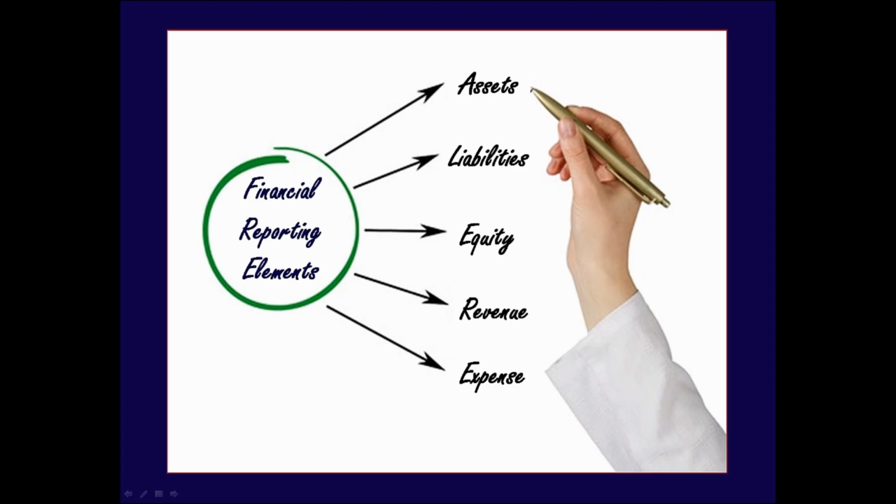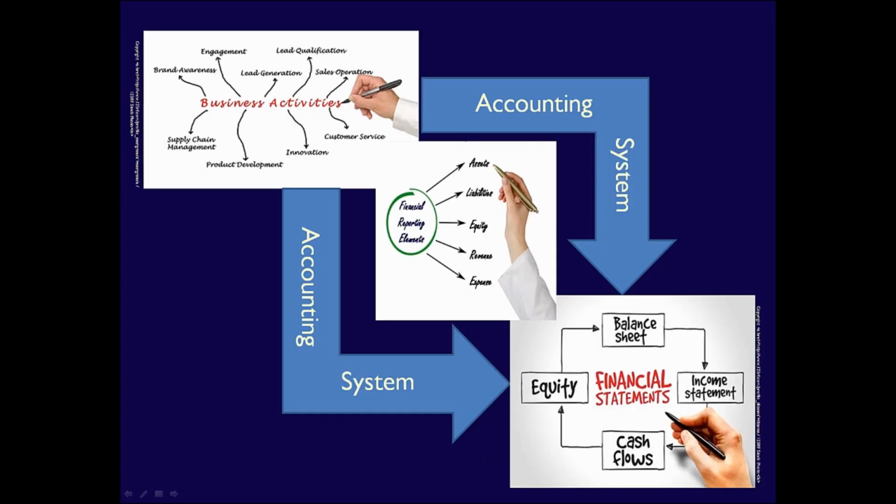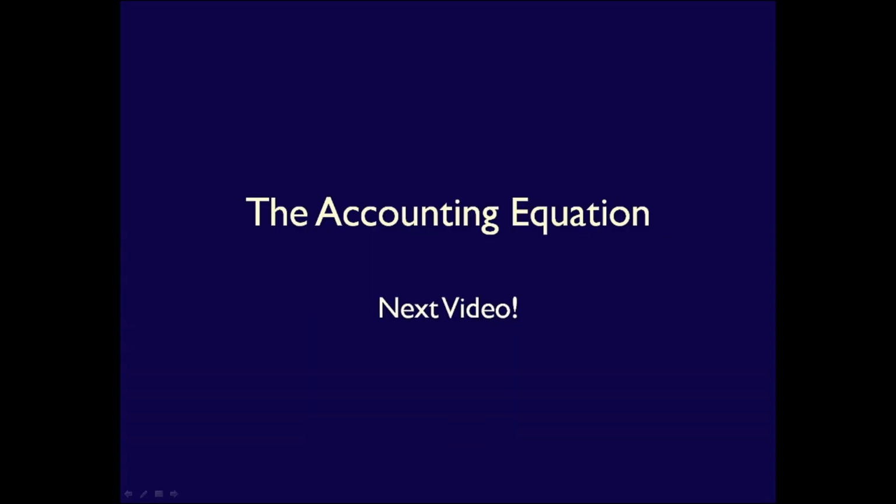We just defined all the elements used in financial reporting. These elements are used when recording business activities. Business activities are grouped so that we can eventually produce financial statements that will be used by external stakeholders to make resource allocation decisions. In the next video, we'll be talking about combining the definitions with the accounting equation.